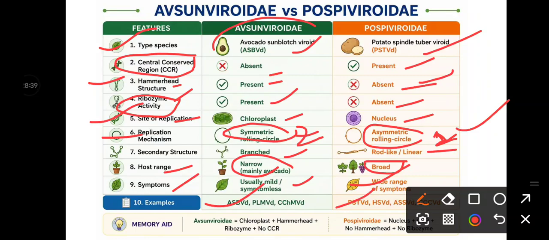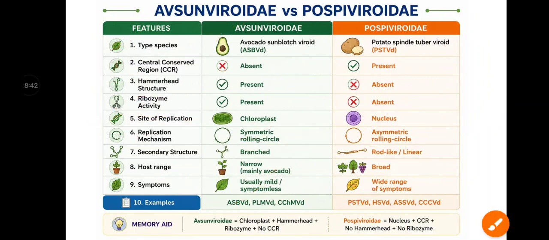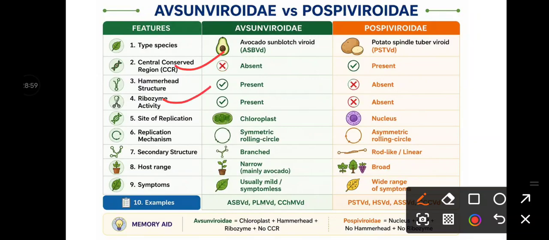Okay, this is a very important table. You should remember this. This is very, very important for multiple type questions, as well as for the mains exam, for every exam. Every example you should remember. And these differences, like the presence of CCR region, ribozyme activity, then the site of replication. These are very important.